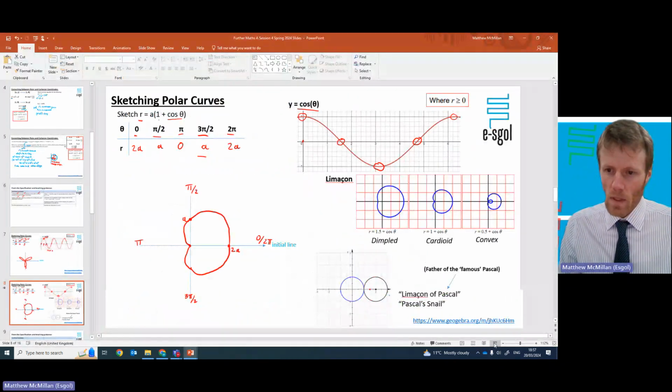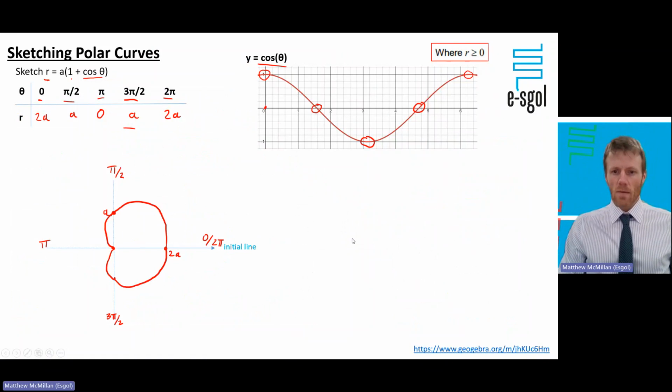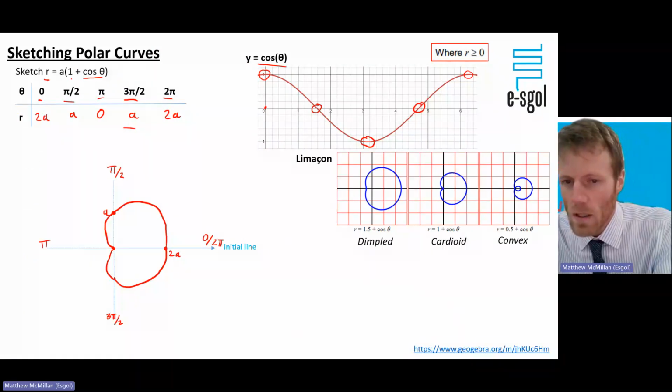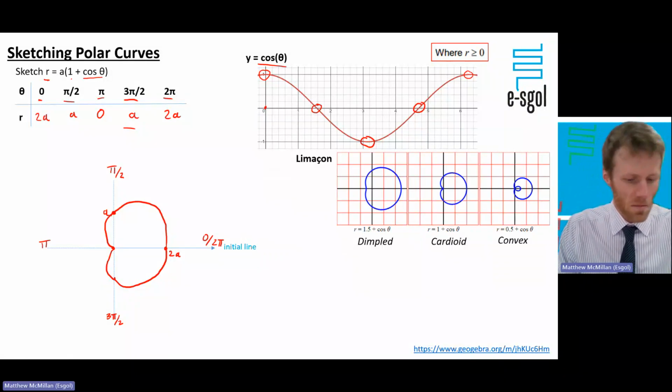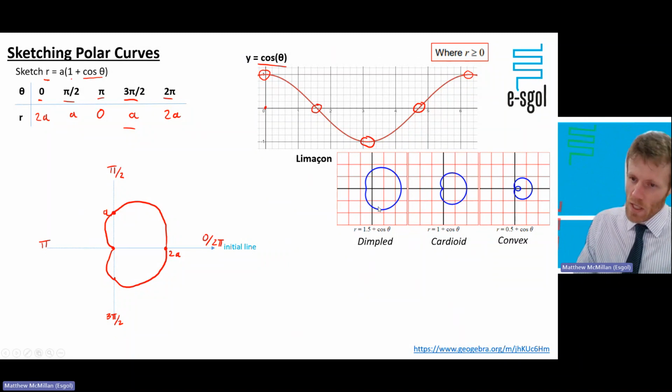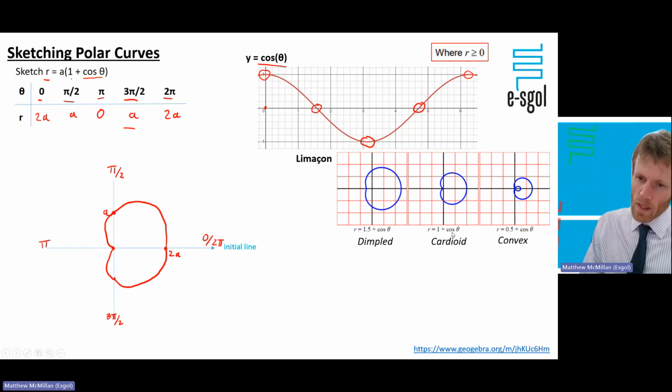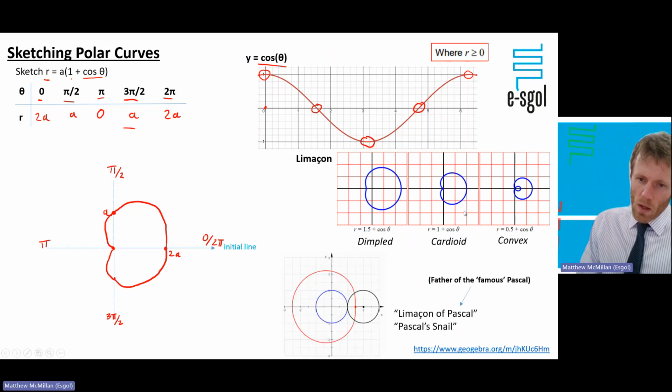Now, let's have a look at the terms here. So the technical name is, I think it's pronounced a limaçon. That's probably an awful pronunciation. These are the situations that I've looked at. The middle one is the cardioid, which is quite a well-known one. I'm guessing it's to do with a heart. It does kind of look like a heart.